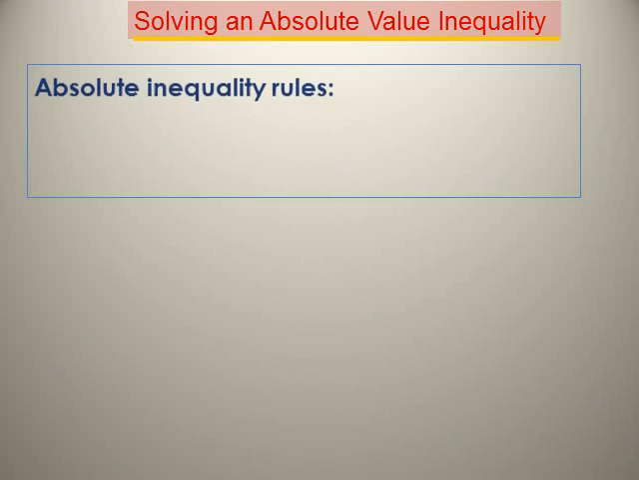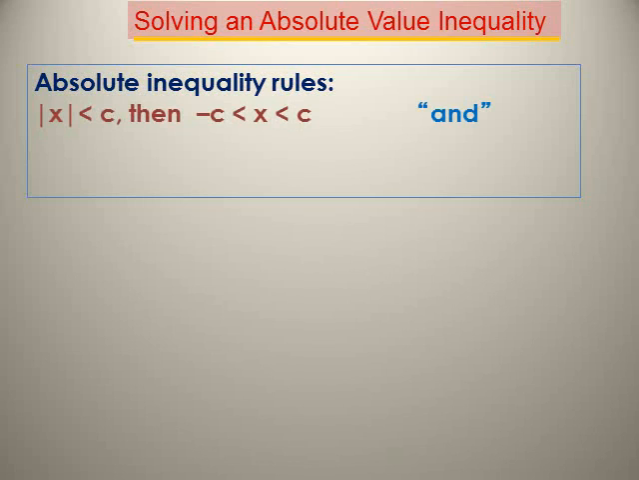I can say that if absolute x is less than a certain number c, that means x is less than c and greater than negative c, or between the two numbers negative c and c. And if absolute x is greater than a certain number c, that means x is less than negative c or x is greater than c. Let's take an exercise.